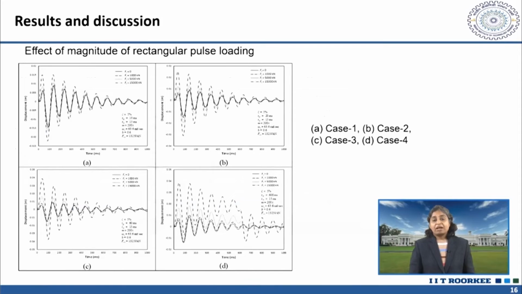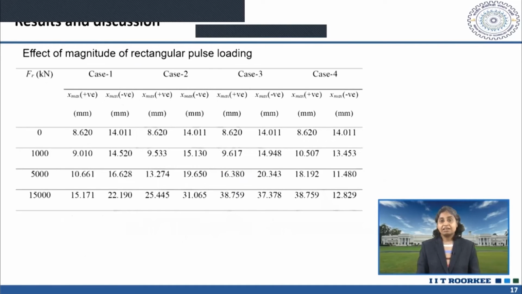Then, coming to the next parameter, that is the magnitude of rectangular pulse loading. Here we started with the 0 value up to 15,000 kilonewton, and for all the 4 cases this is how the response looks. You can see that especially in the 4th case it is significantly different from the other 3 cases, and here we have tabulated all the maximum positive as well as negative displacement values corresponding to every case.